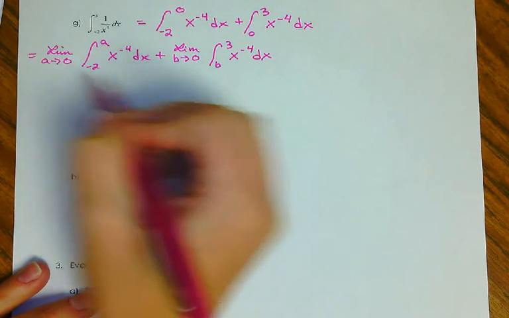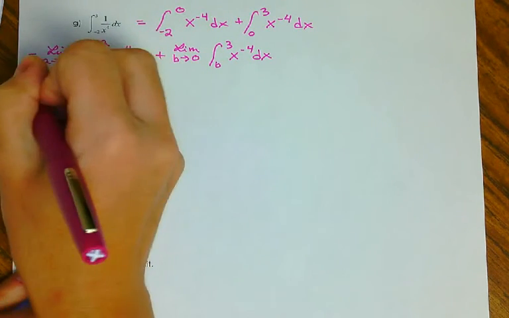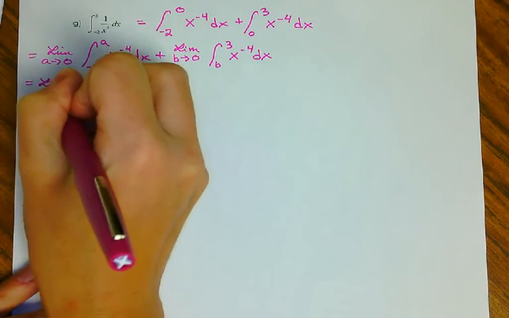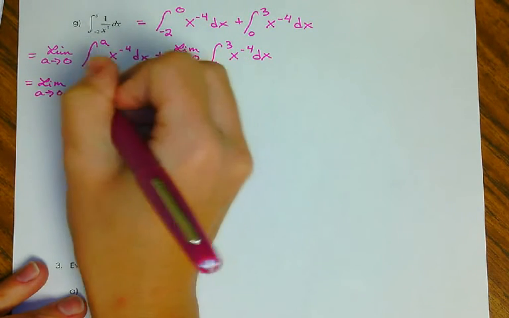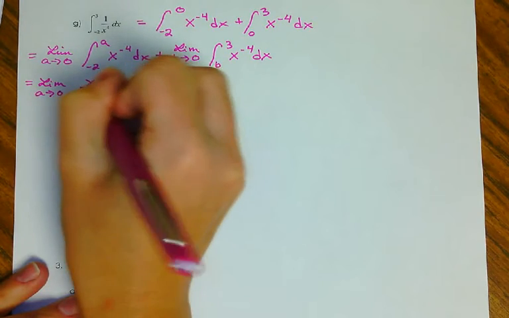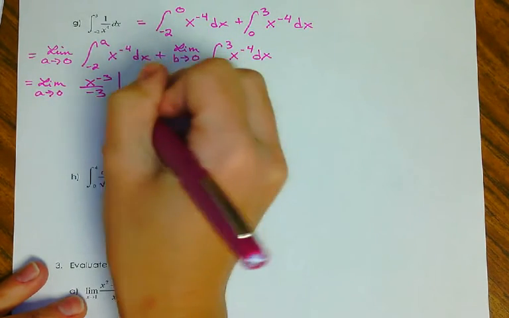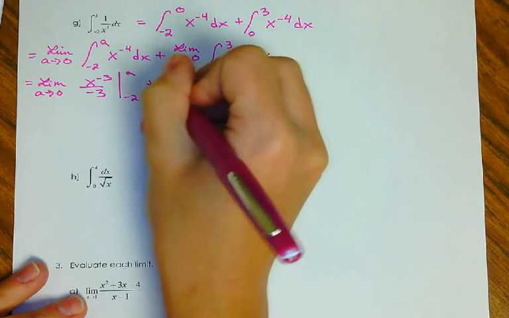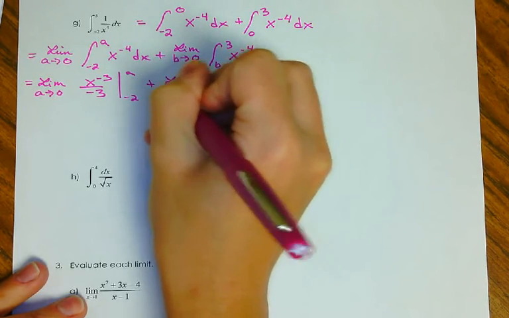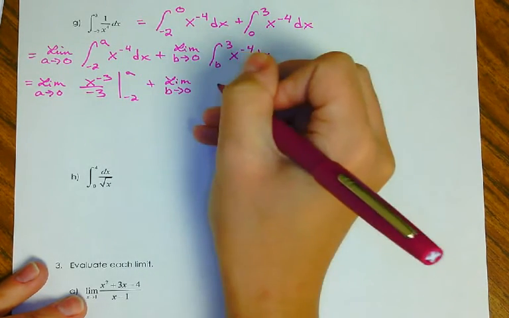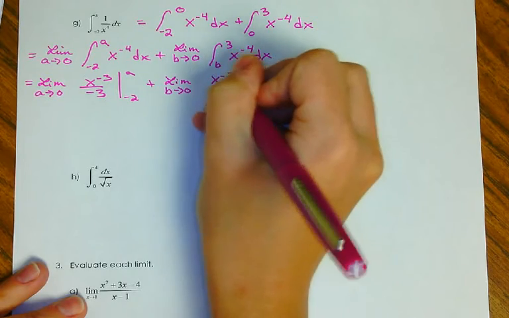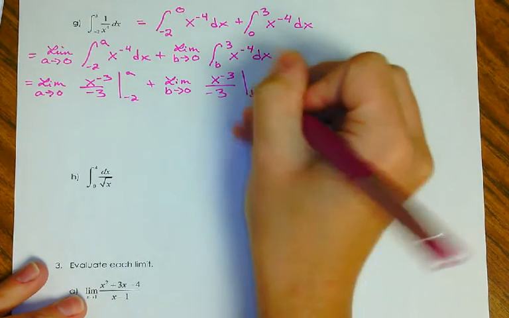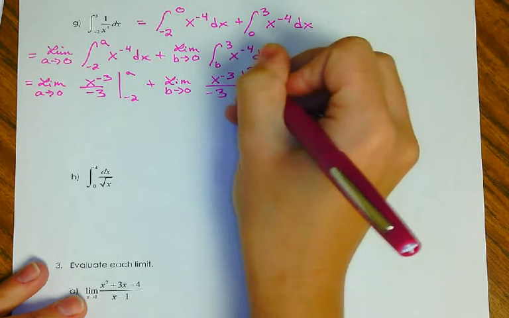Okay, lucky for me, this is not very difficult to integrate. So again, we just bring that limit down until you actually evaluate it. So I'm just integrating here. You add 1 to the exponent, divide by that number, and we have to evaluate that from -2 to a. And then plus, I'm just going to get this one. The limit as b approaches 0, and add 1 to the exponent, divide by that number, so we get here. We're going to evaluate that from b to 3.